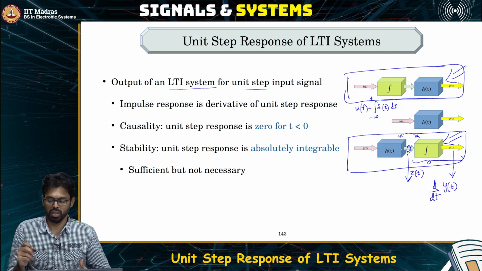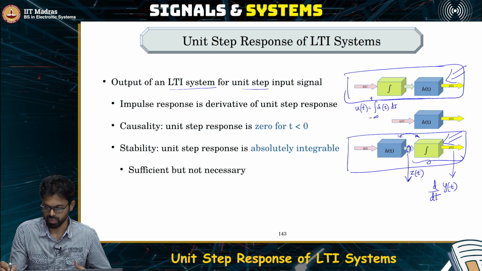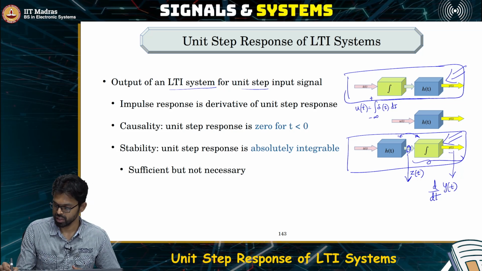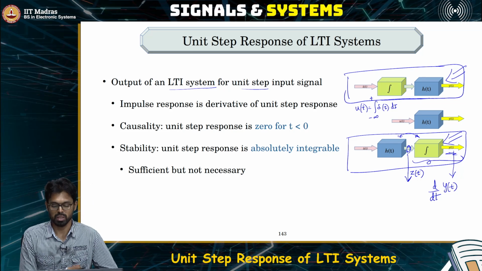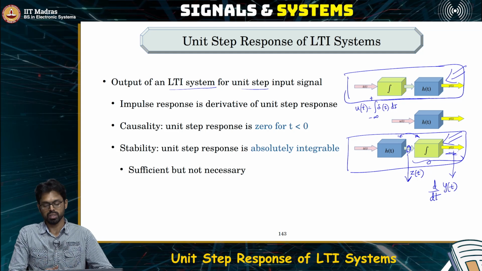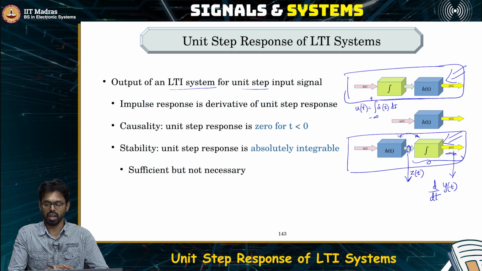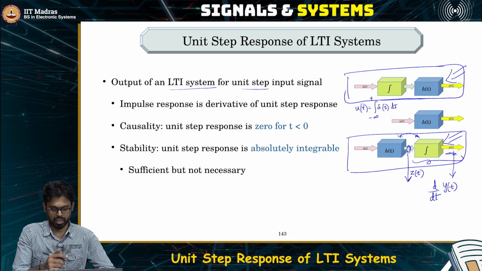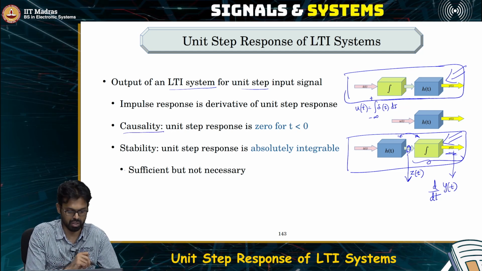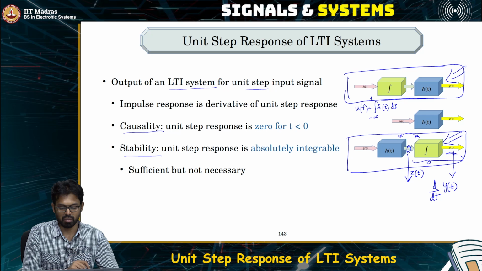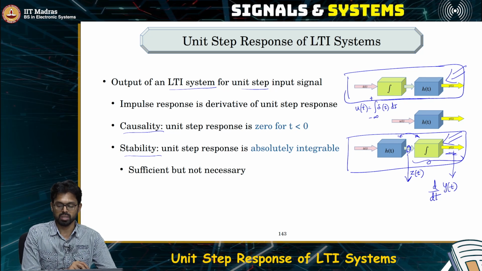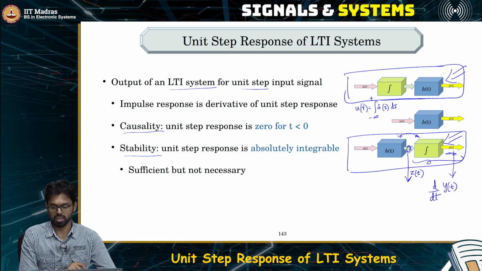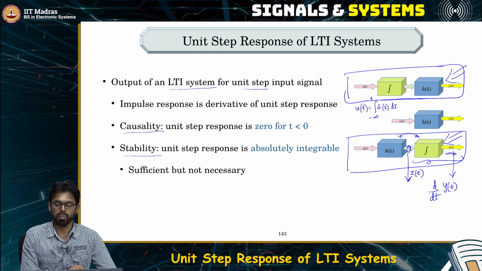Now, let's say I observe this y of t. That y of t here is the unit step response. From the unit step response itself, without even differentiating it, can we characterize the system properties? Let's say we want to talk about its stability and its causality. Can we talk about these two properties just by looking at the unit step response? It so turns out that it is possible.